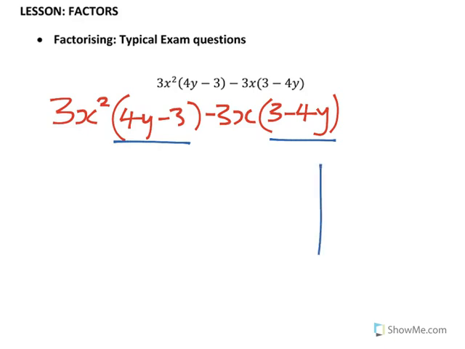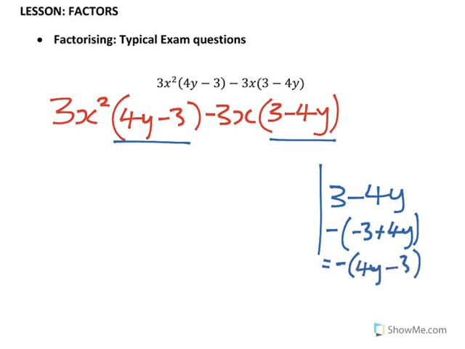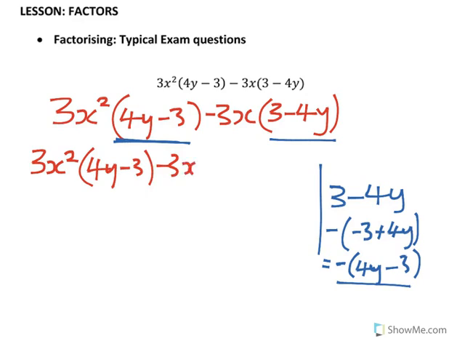What am I saying? I'm saying if you take out a negative in 3 minus 4y, you will have minus 3 plus 4y. If you rearrange it, it will be minus bracket 4y minus 3. And where is 4y minus 3? You have it again in the other bracket. Hence, you're going to have 3x squared times 4y minus 3 and minus 3x. You take out a negative 1, remember?